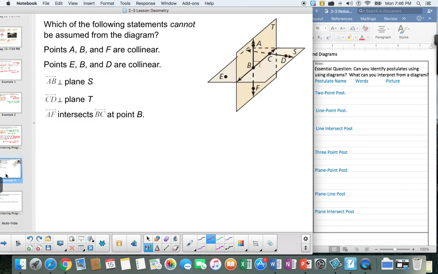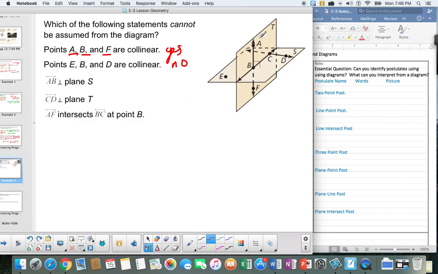Okay, which of the following statements cannot be assumed from the diagram? We looked at A, B, and F. Are they collinear? The answer is yes, because I can see a line through them. Now, points E, B, and D. I have to say no, because I don't see a line going through them, and you can't assume that's taking place.